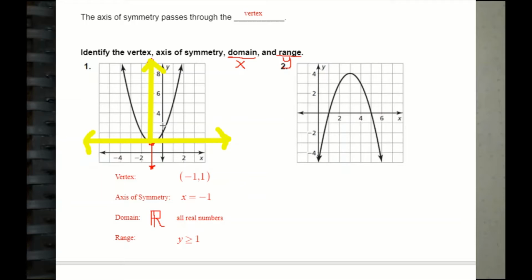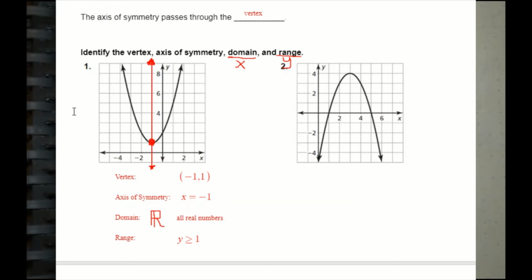Now I'm going to delete these. These little yellow lines aren't going to make the final cut on the notes, but I just wanted to help you visualize where this is coming from. Okay, so that's the domain and range. Just a little reminder, because it's been a while since we talked about domain and range here. But let's look at the second one.